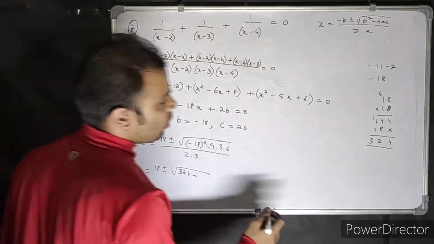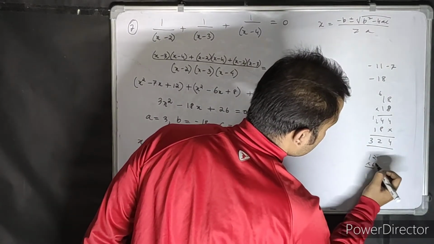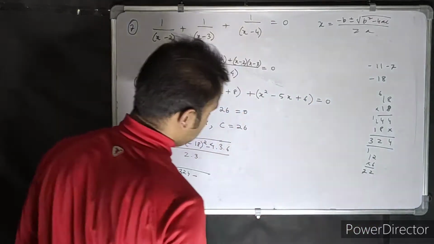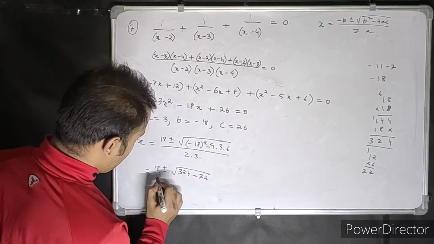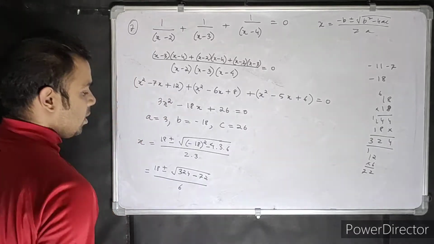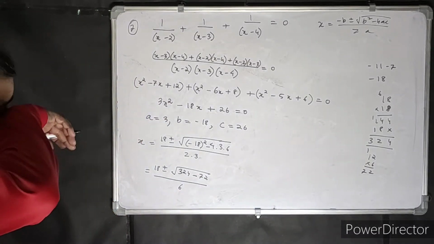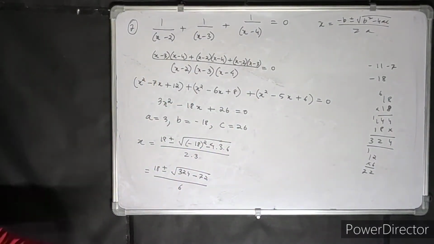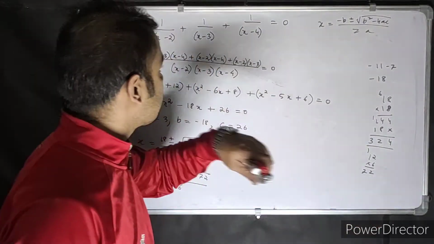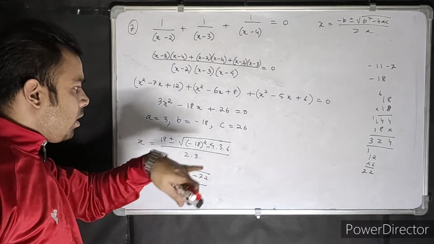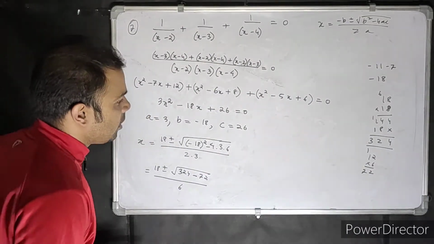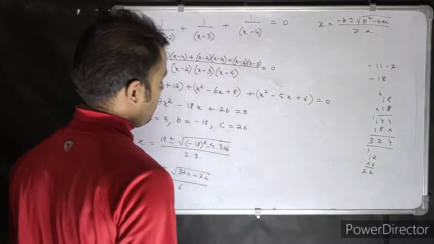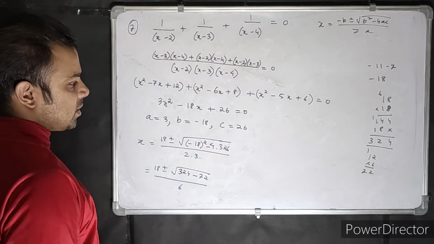4 3s are 12, 12 into 6, 6 1s are 6, 6 2s are 12, 72. 72 whole thing divided by 6. Now from here, what do we have to do? Let's check it out. 4 3s are 12 into 6. No. See, a mistake. 26, right? Very big mistake. 26. Because c was 26, it was not 6.